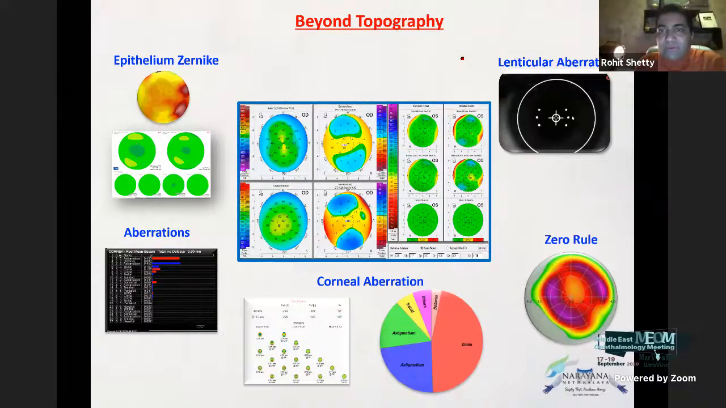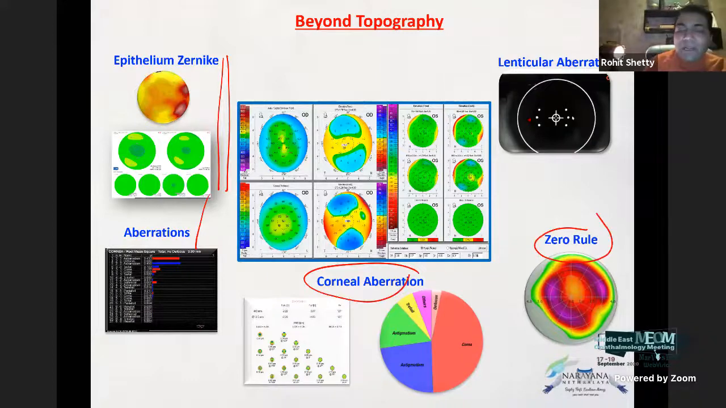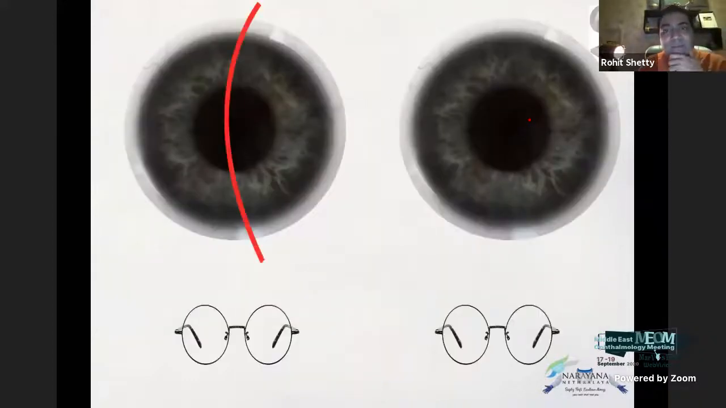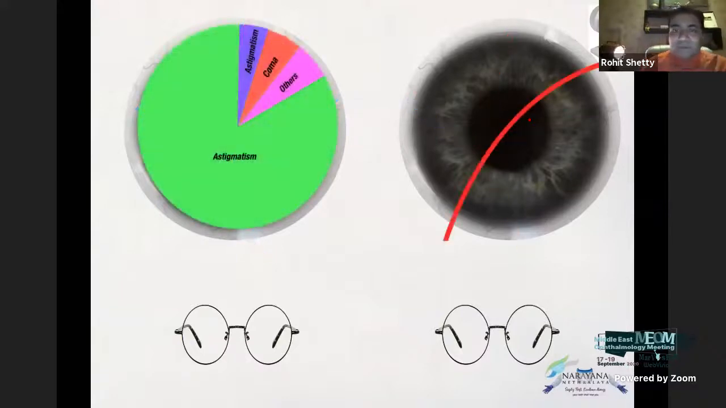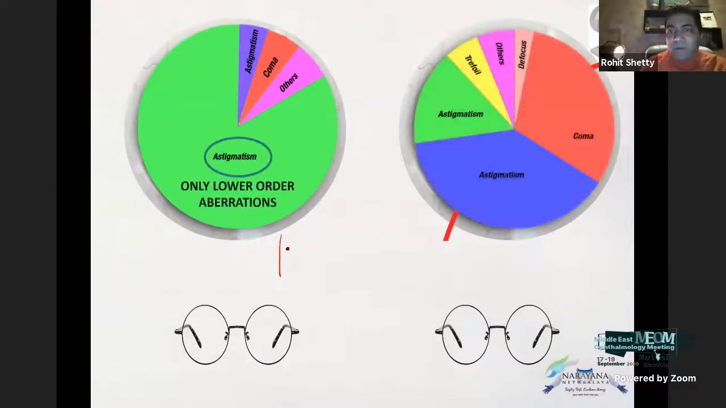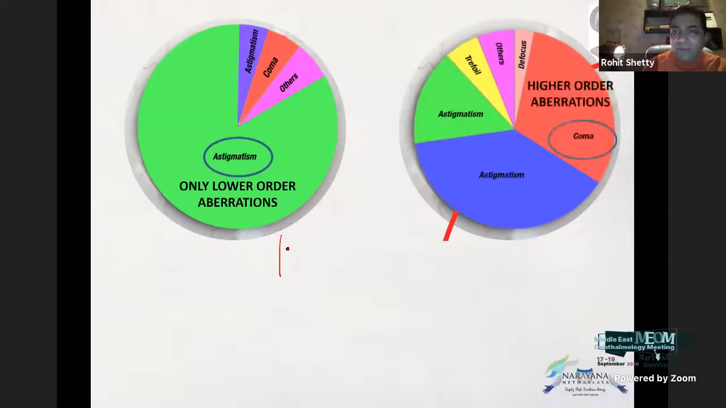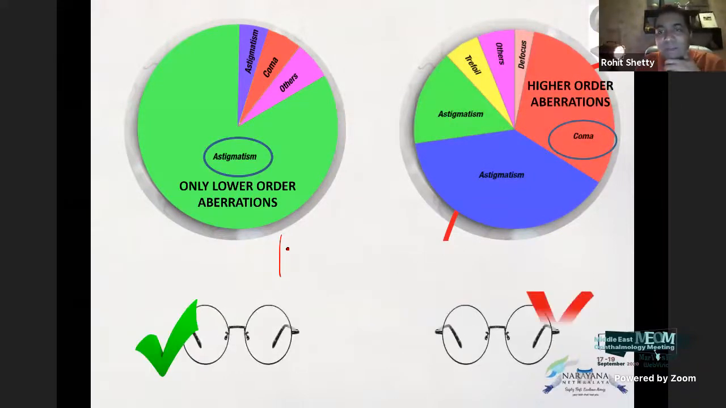Ultimately, the aberrations are the ones which help you to understand every aspect of it. I would like to start with the epithelial aberrations, the corneal aberrations, your lenticular aberrations, virtually everything. Why are aberrations important? When you look at a cornea, you look at the curvature, you have an astigmatism, and this is what you treat with glasses. But when you have a cornea which is filled with aberrations like coma, you cannot treat it with glasses.